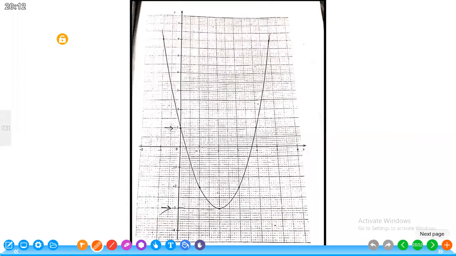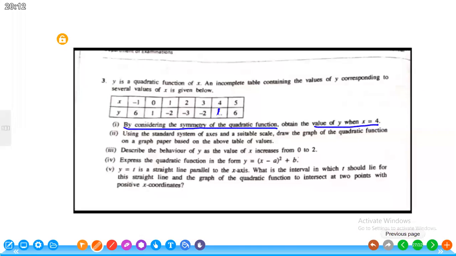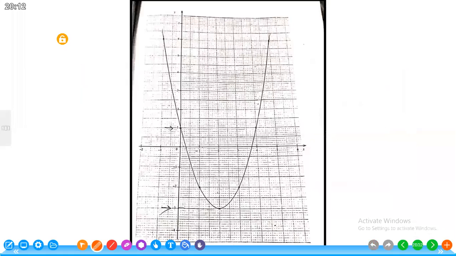So then according to the table, mark the points on the graph paper and join the plotted points. You will obtain a smooth curve like this, right? Don't forget to write the x and y axes also. Okay, here the graph is.